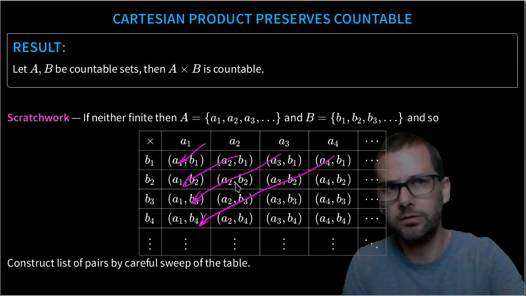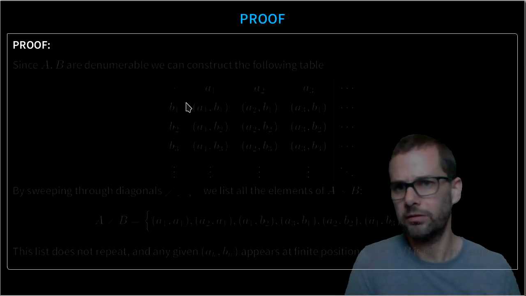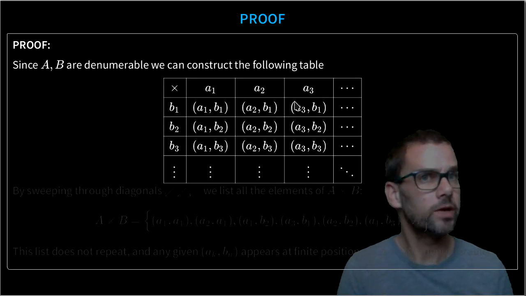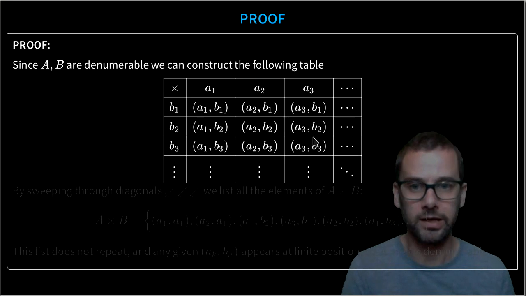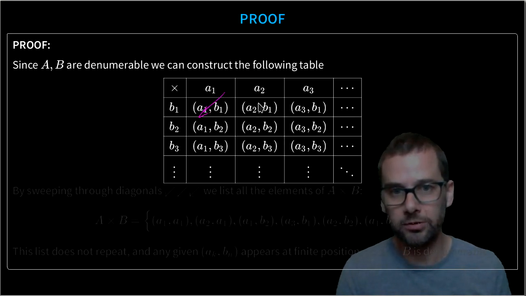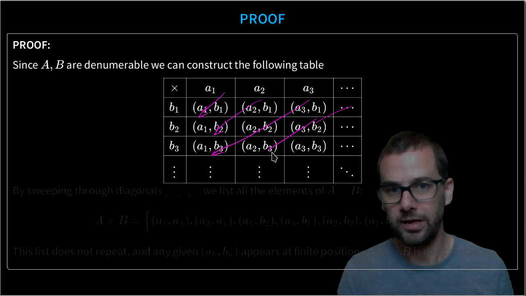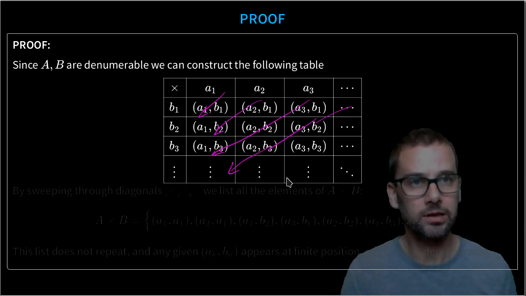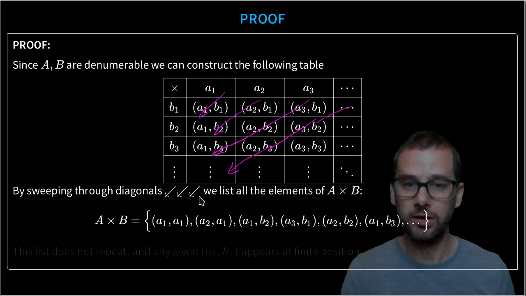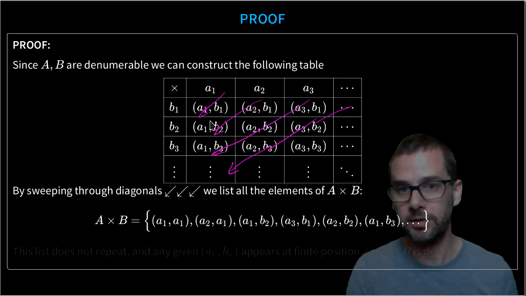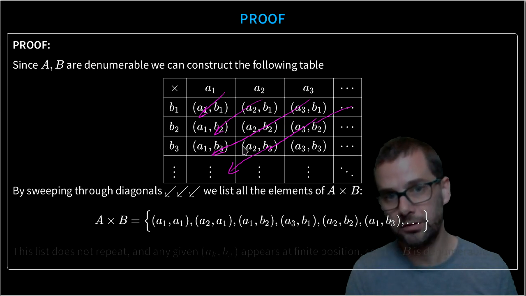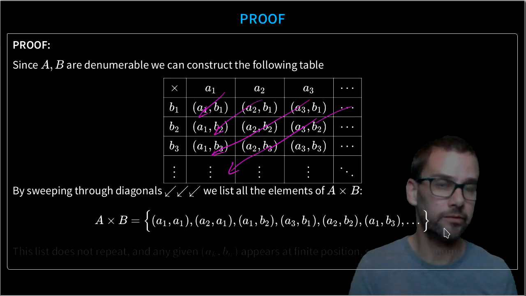And so we can make that into a bit more of a formal proof. If the sets A and B are denumerable, we construct that table of all the ordered pairs like this, and then we sweep through successive diagonals in order to see all the elements in the list. So by sweeping through the diagonals, we list out all the elements of A times B. For example, we can write A times B as (a1, b1), (a2, b1), (a1, b2), (a3, b1), (a2, b2), (a1, b3), and so forth to get this big infinite list.